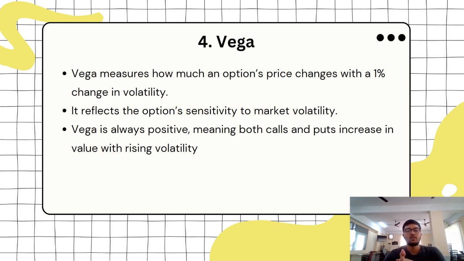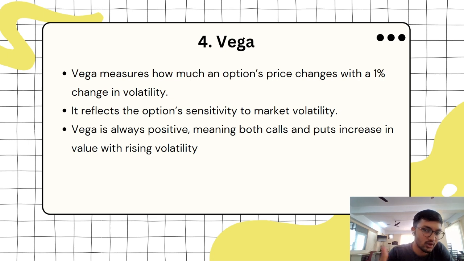Vega measures how much an option price changes with a 1% change in volatility. What accounts for this volatility? If the price of the underlying moves 3% up, what will be the percentage rise in my option premium? That depends on Vega. It reflects the option's sensitivity to market volatility.